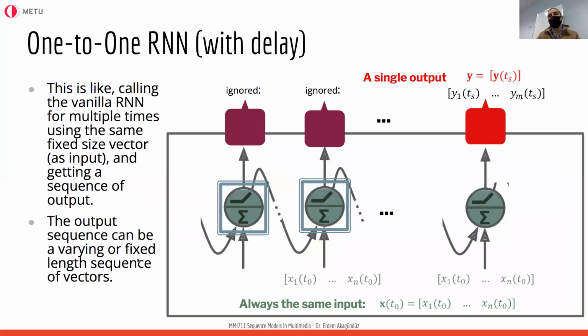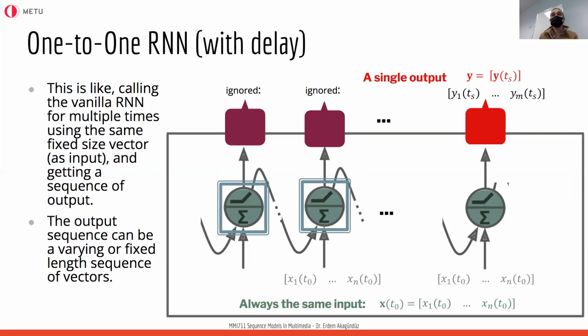One-to-one example with delay. I'm going to jump back into the one-to-one example, guys. So this is like calling the vanilla RNN multiple times, like the many-to-many. However, in this example, the input is always the same. Although you call it multiple times, you ignore the output. So it is like you wait for the correct output for a fixed amount of time. So there's a delay, the delay being, I don't know, 3 times.